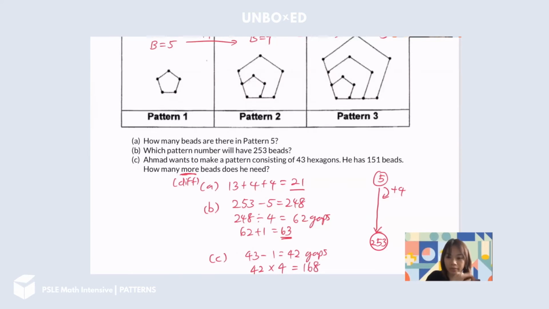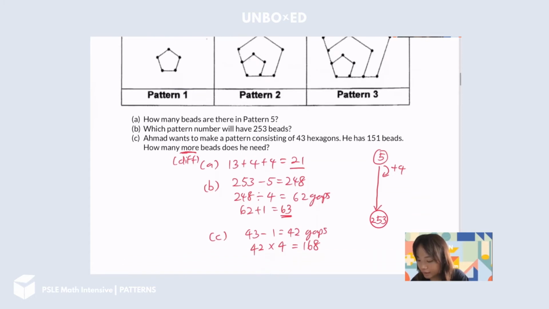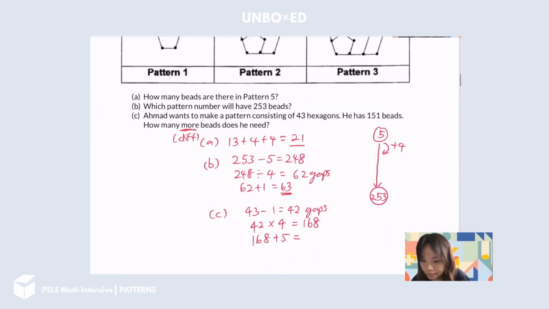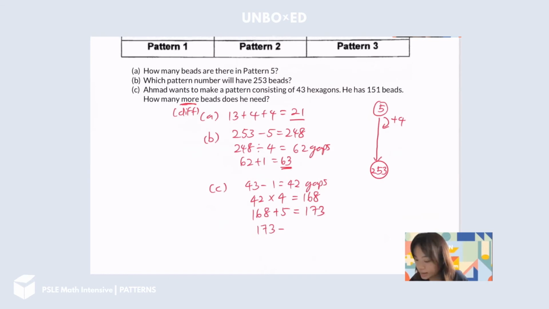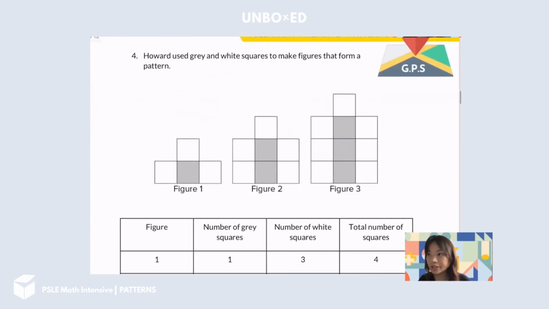So imagine from hexagon number 1, you jump 168 to get to where you want to be. But don't forget to add the first one. Okay. Then you get 173, minus the starting. Okay. And it is 151. Okay. You need to take 173 minus 151 to find the difference. Okay. Next one, question 4.